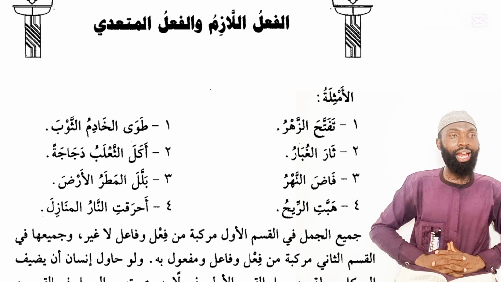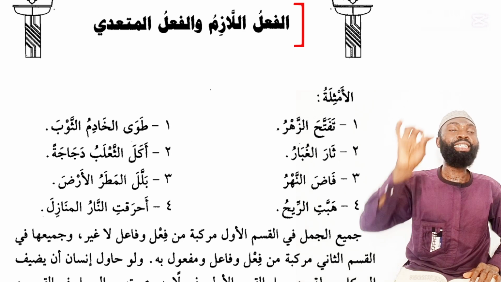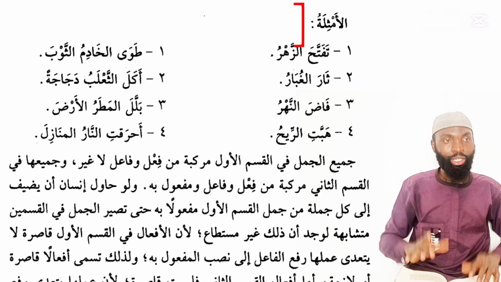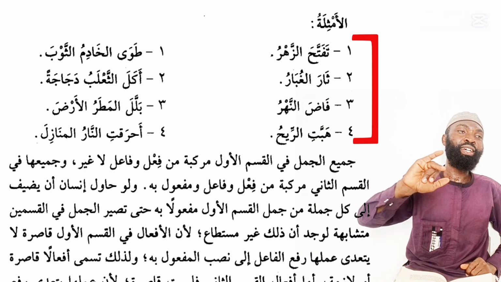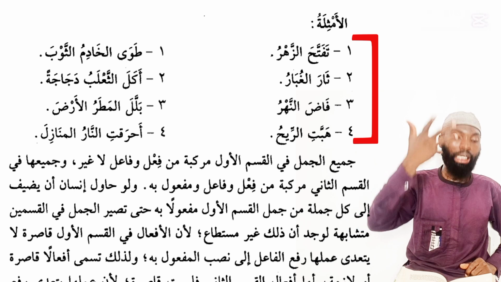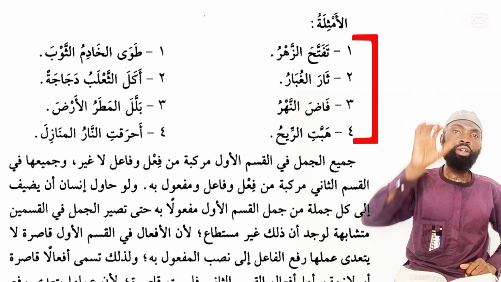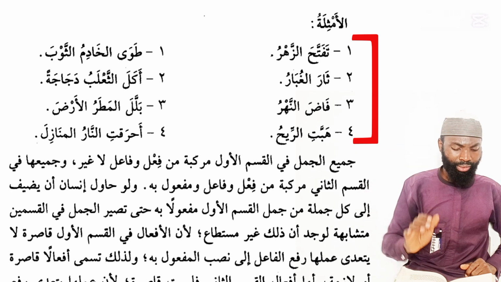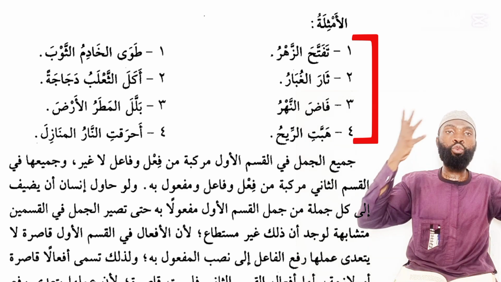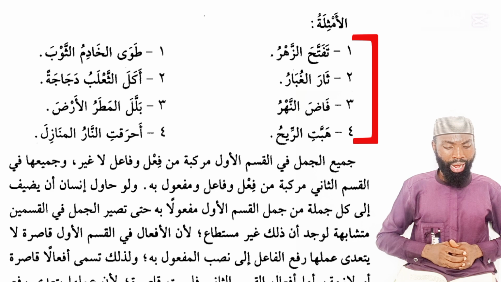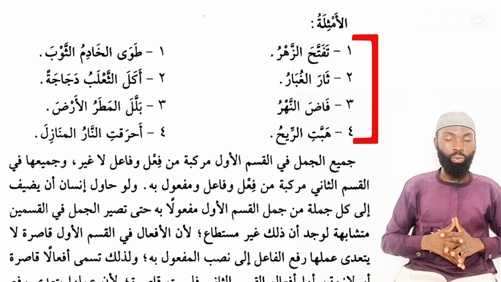So let's go on. Here we have al-fi'lul lazim. You already know that the intransitive verb, wal-fi'lul muta'addi, the transitive verb. We have al-amthila, examples. The first example says tafattaha az-zahru. The flower blossomed, the flower opened. Then we have number 2, thara al-gubaru. The dust rose, it swirled. Then we have fada an-nahru. The river became full, overflowed. Then we have habbat ar-rihu. The air blew, or the wind blew.